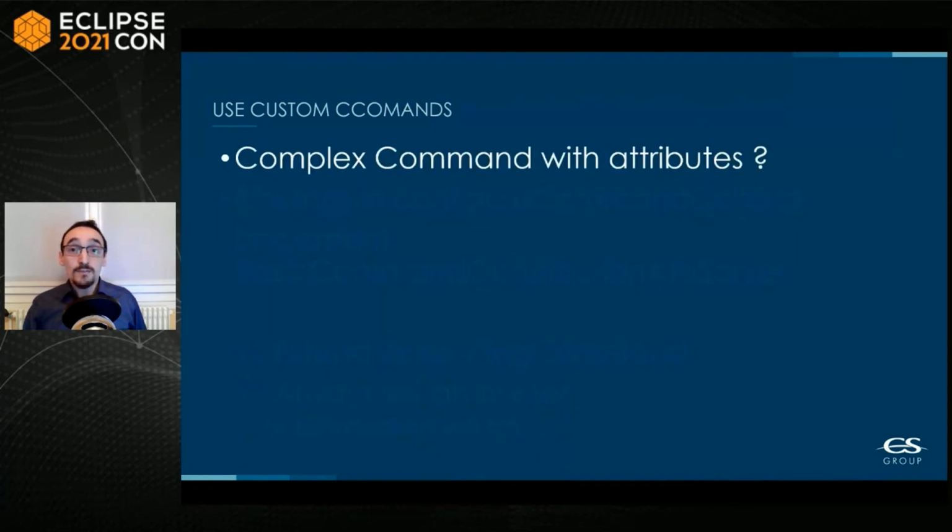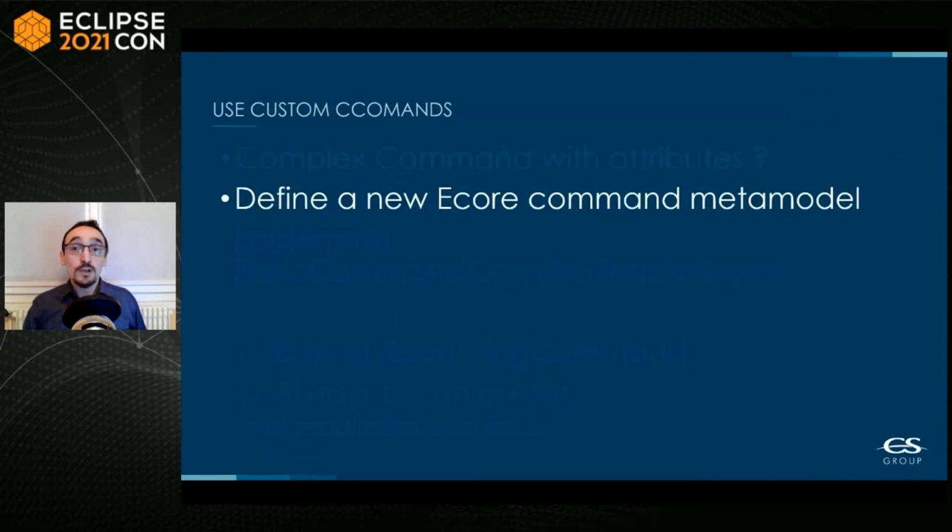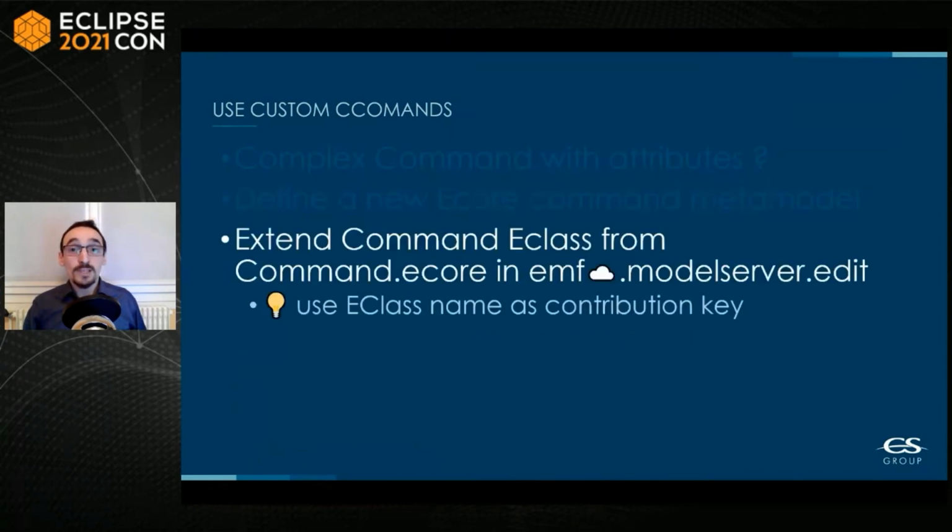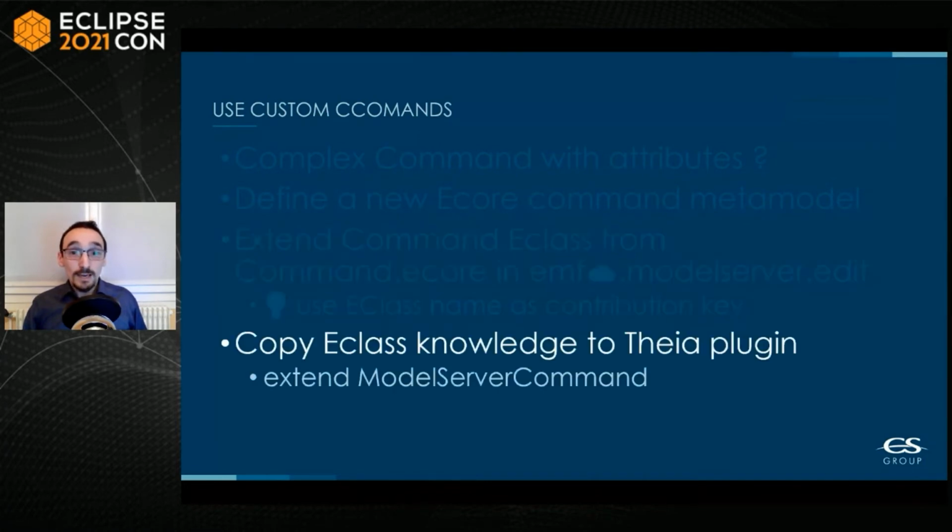In case you need advanced attributes, not just values, in your command, you can define an Ecore command metamodel. You inherit from the Command EClass in the framework's metamodel. You can look at the generation options to have the C prefix in generated classes, just like in the model server plugin. I suggest you use your EClass name from the package class as your binding key. Finally, you just copy your EClass knowledge to your Theia plugin to create a new model server command, and voila. You can use your model server command from the front end to the back end.